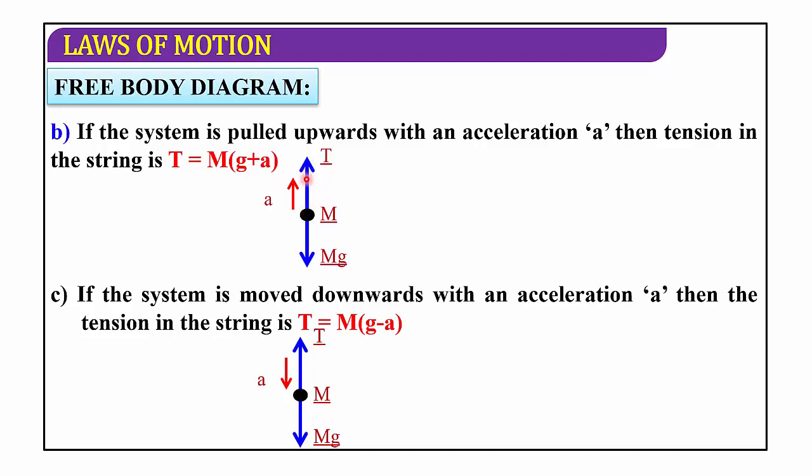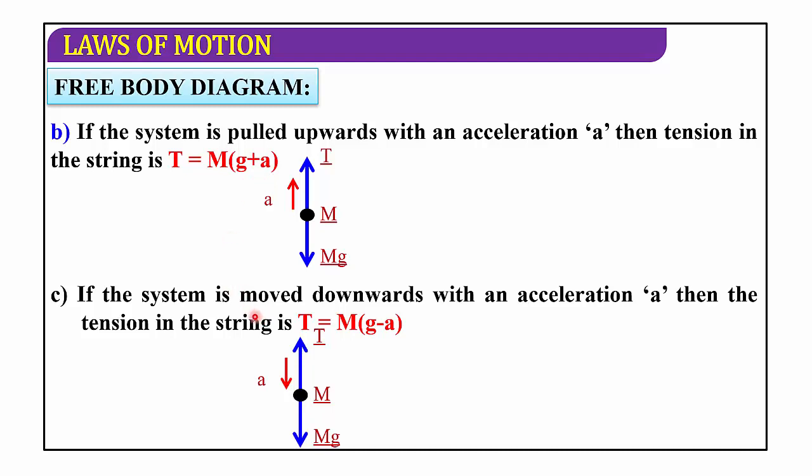When it is moving in upward direction, we have to write this equation: T equals M into (G plus A). G is acceleration due to gravity and A is acceleration of the body, because the object is moving in upward direction. This is the second case. Remember, when the system is pulled upward, you should write M into (G plus A).